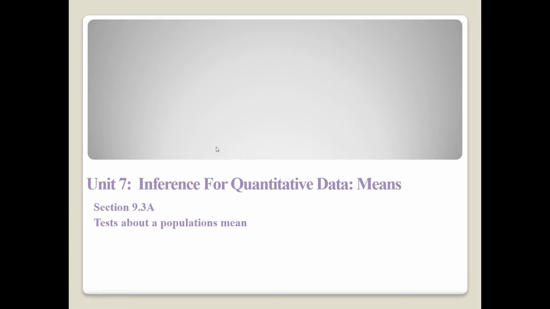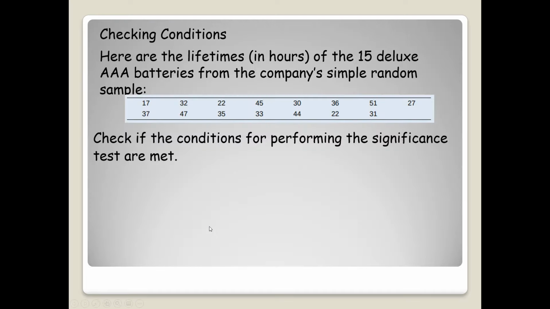So we're talking about Unit 7, Inferences for Quantitative Data Means. We're going to talk about alpha and statistic tests. We already talked about doing the confidence interval for means, and the population proportion for significance and the significance test in proportion, so in confidence. So let's get started. Let's go ahead and start with some problems.